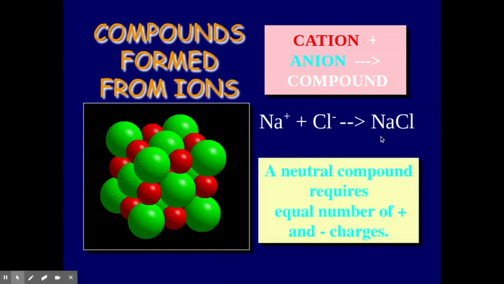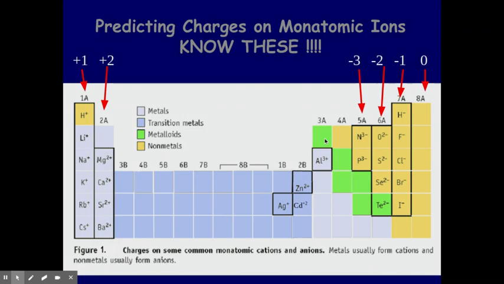Now, the compound should be neutral. That means all the charges should balance out. This is a plus one, this is a minus one. That means this guy lost one electron, this guy gained one electron. Now they make a nice little happy couple in a 1-to-1 ratio. So this is its empirical formula, that lowest whole number ratio that they can combine in.